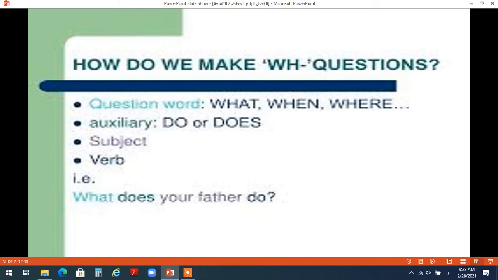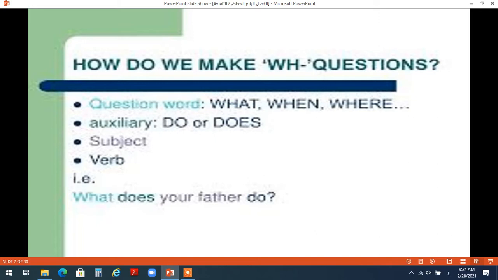First of all, we have to use a question word or a WH word like what, when, where, etc. Then we have to use an auxiliary verb, for example, do, does, did, or any other auxiliary verb. Then the auxiliary verb should be followed by the subject, and the subject should be followed by the main verb of the sentence, and if there are any other elements in the sentence, these elements should follow the main verb.